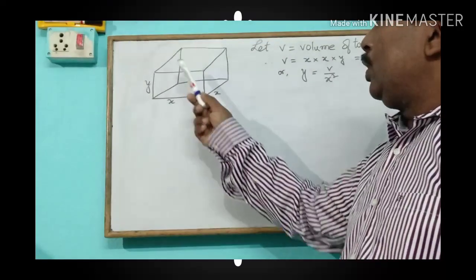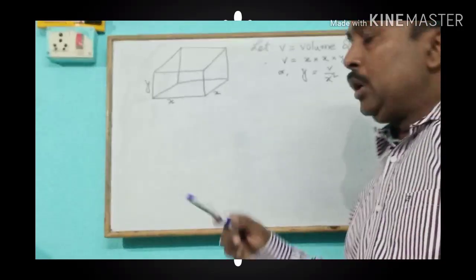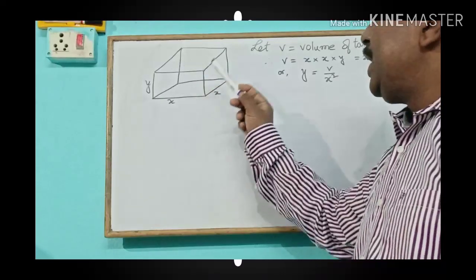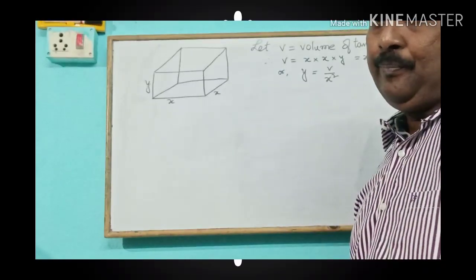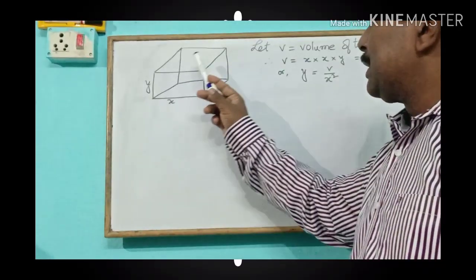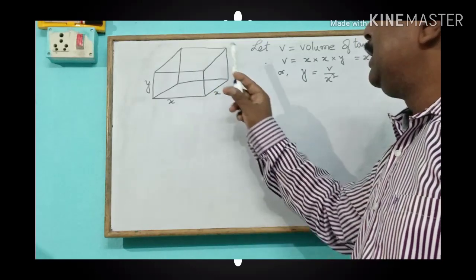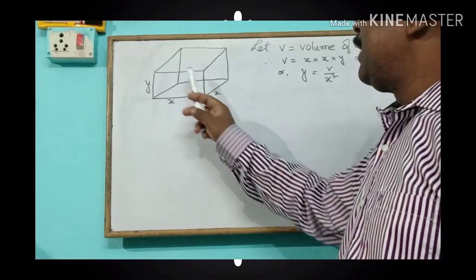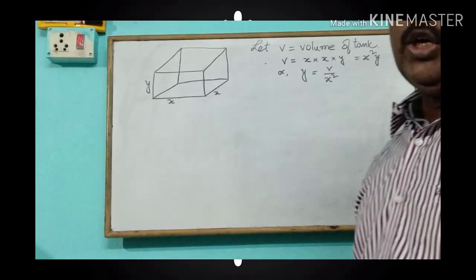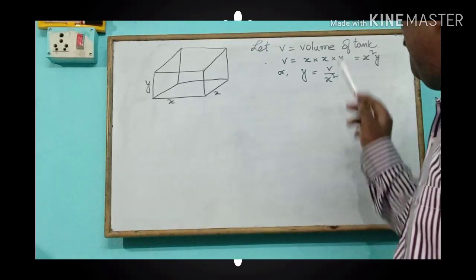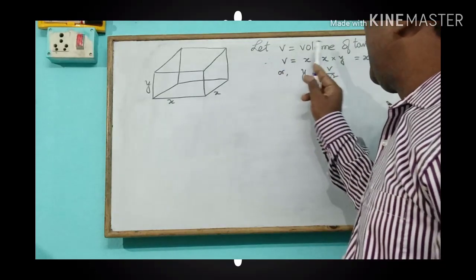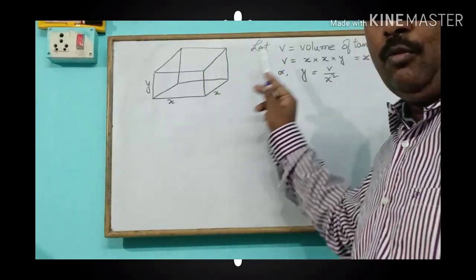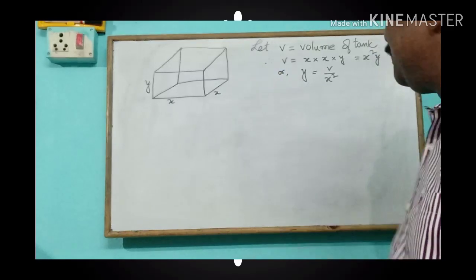Now, in order to have the minimum cost, the surface area should be minimum. So we have to understand in that way. So in order to have the minimum cost of material, the surface area of this open tank should be minimum, provided the tank holds that much volume of water, which the volume is given.